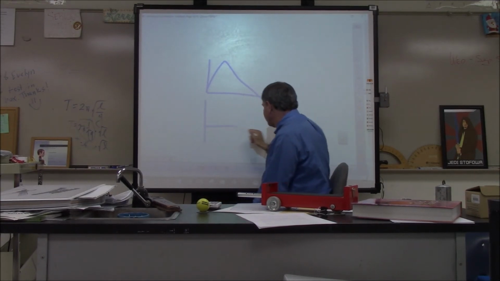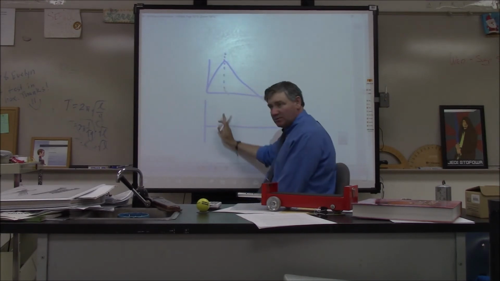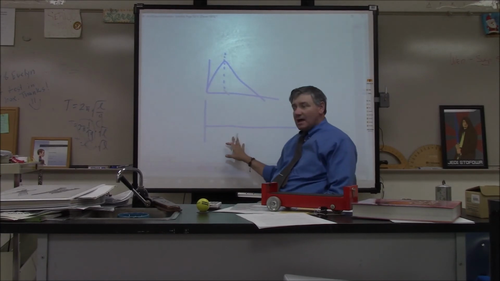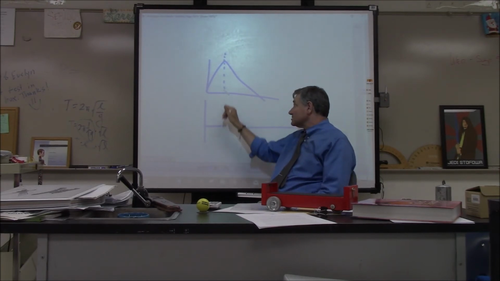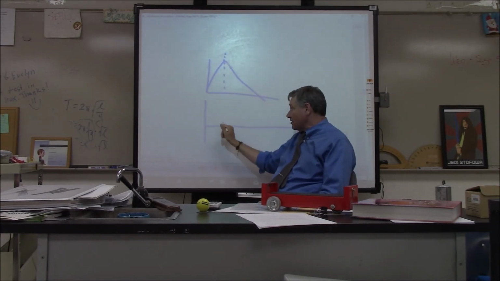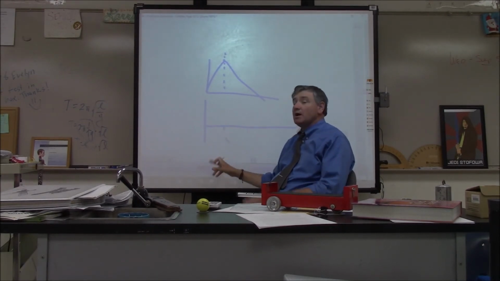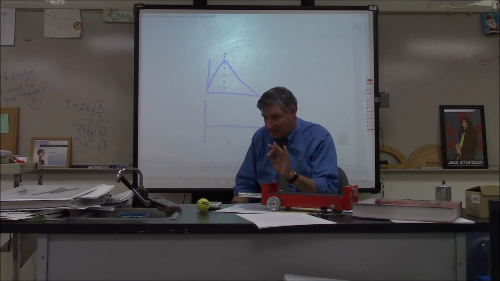Here's what's most vital: whatever point in time your position time graph has a tangent line of 0, what should be happening on your velocity time graph? It should cross 0. That's when it should cross the x-axis. So whatever point you have here, transpose this down to your velocity time graph.